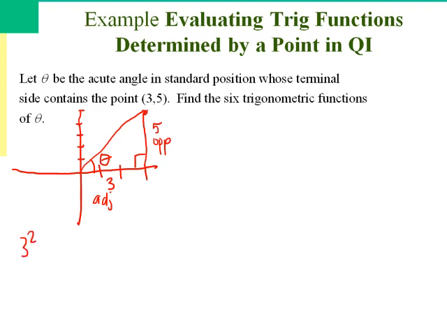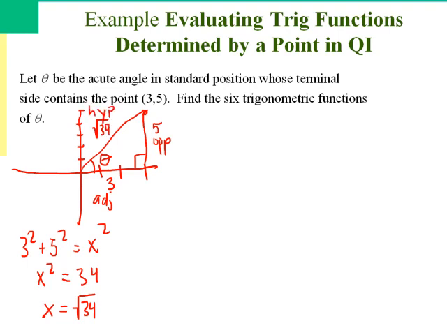3 squared plus 5 squared equals my hypotenuse squared. Well, if I square those values and add them together, I get x squared equals 34. So x equals the square root of 34. There's no perfect square factors there, so that is the hypotenuse, root 34. And again, that's the hypotenuse.